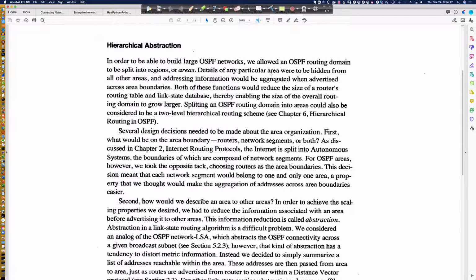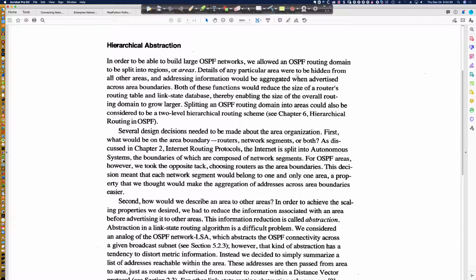Details of any particular area were to be hidden from all other areas. And that is exactly what's happening here. That's what we're seeing happen. Router 2 doesn't know about routers 5 and 9. All it gets is the type 3 summary LSA that says, if you'd like to get to these two networks, come to me, the ABR. I'm your broker. I'm the area border router. I can get you to these two routers. You don't need to know what's going on behind me that I'm going to need to do to get there.